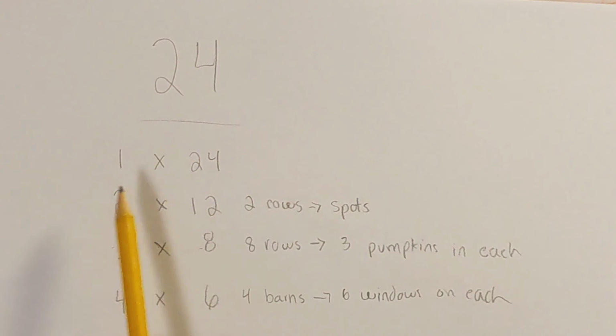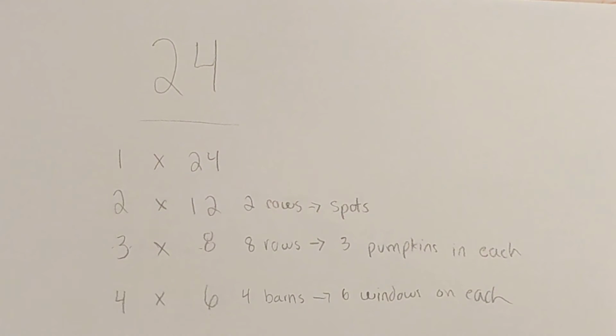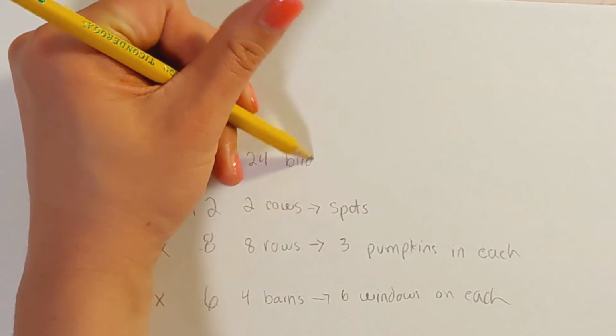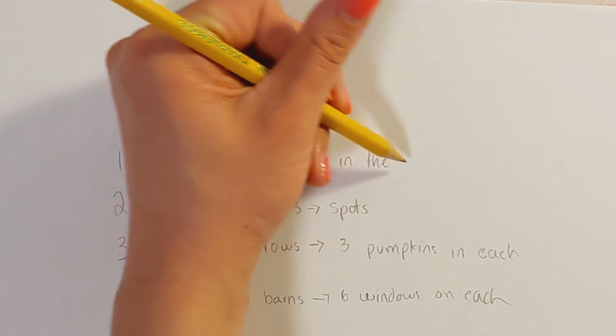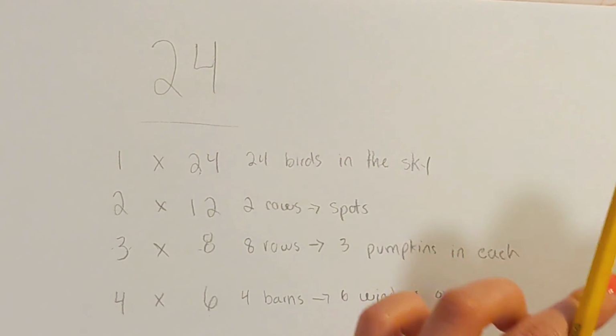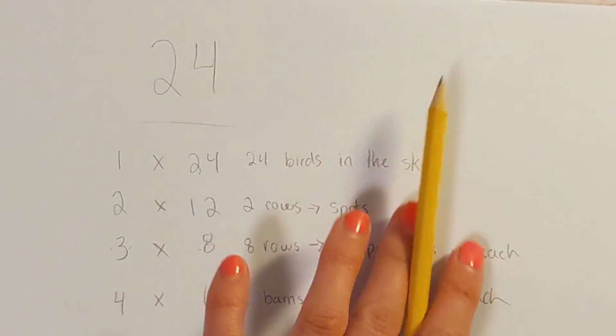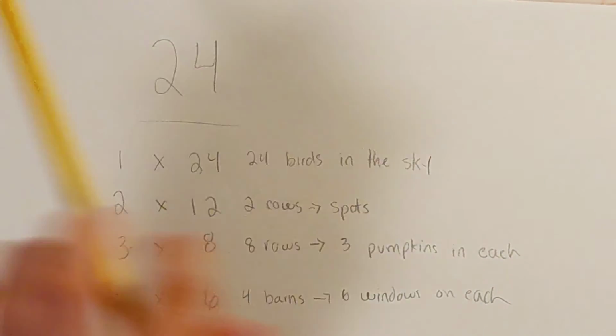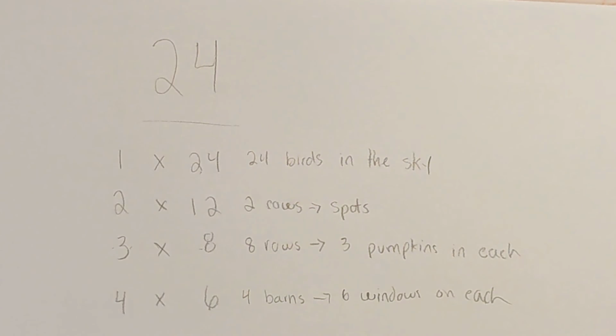Okay, now should I do 1 item with 24 on it, or should I draw 24 of something? I think I'm going to draw 24 birds in the sky. And that's 24 times 1, because it's like 1 sky of 24 birds. All right, so I'm going to draw 24 birds in the sky. I could have also done something like maybe 1 fence. Ooh, that could be cool. 1 fence with 24 poles. Or I could draw 1 barn with 24 windows. Or I could line up 24 pumpkins, like 1 row of 24. The possibilities are really endless.